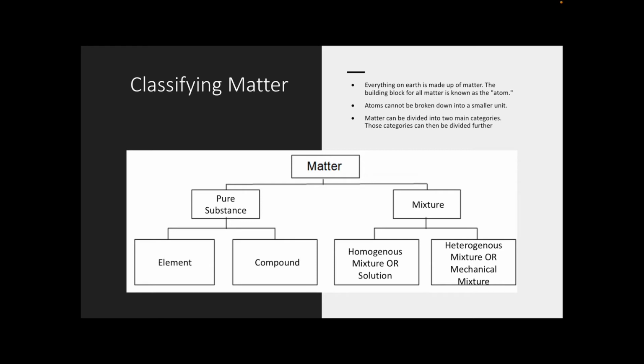So a good example I like to use for this is Rocky Road ice cream, which is the ice cream that has, I think, marshmallows and chocolate and other things in it. So you can see all the separate parts, so it's a mechanical mixture. We'll go over this a little bit more on the next slide.